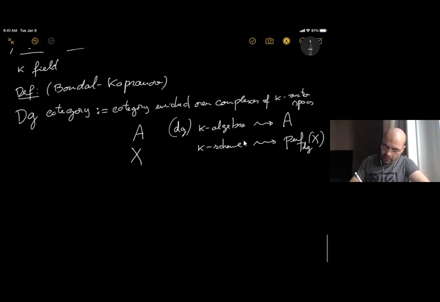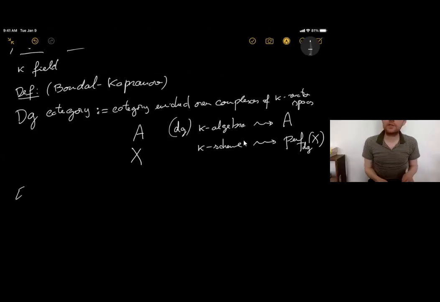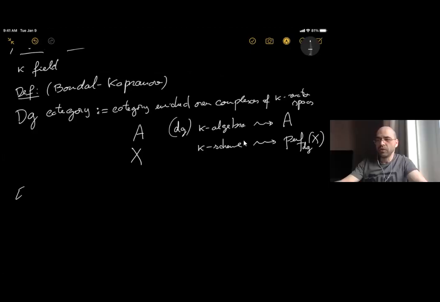Sorry, can I ask another question? Why are you enriching over complexes and not over DG algebras? No, you need to enrich over a monoidal category. And the monoidal category over which you are enriching is the category of complexes. The algebras are the algebra objects in that category.